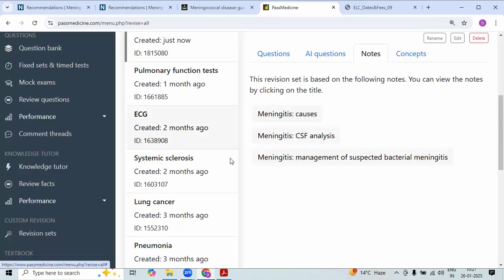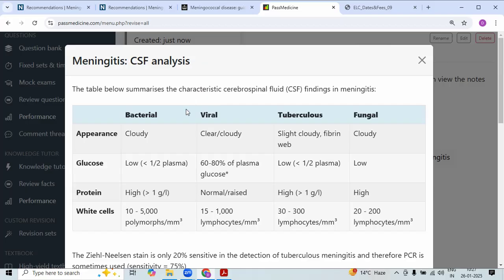When you do the CSF profile, it will tell you what type of infection it might be. Bacterial will be cloudy, it will have a low glucose because the bacteria will eat up all the glucose. Protein will be very high, more than 1 gram. White cells will be 10 to 5,000 polymorphs per mm cubed. Viral, again, can be clear or cloudy. The glucose will be 60 to 80% of the plasma glucose. The protein will be normal. Lymphocytes will be high, so 15 to 1,000 lymphocytes can be expected here.